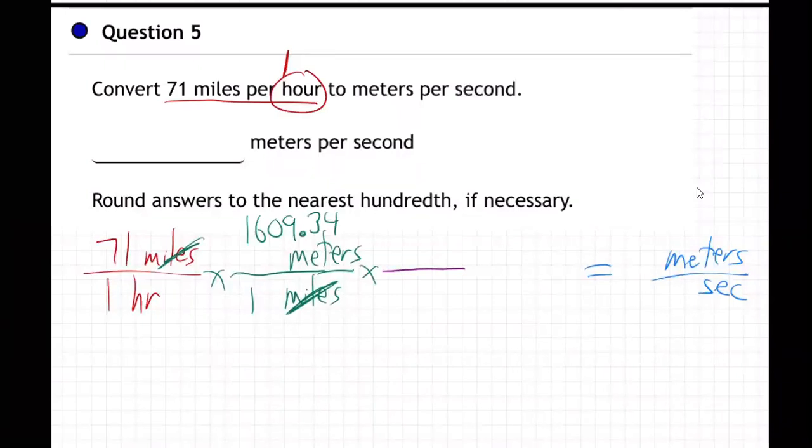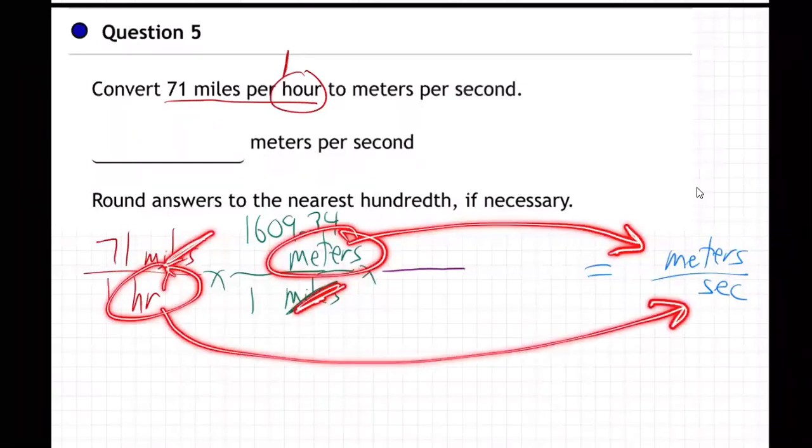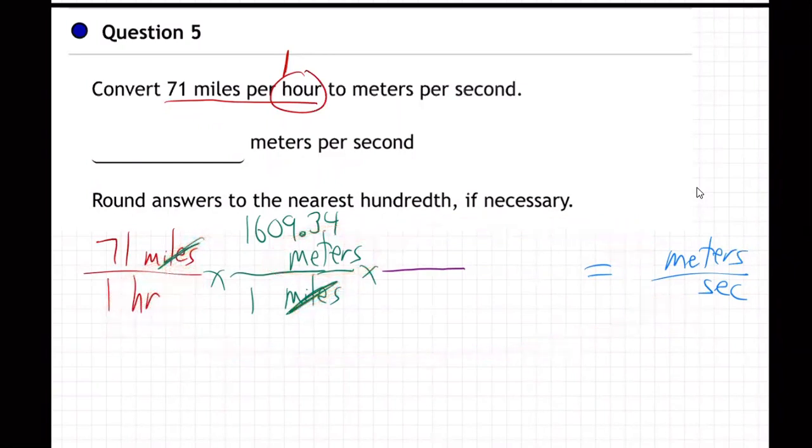Okay, so let's take stock of where we're at. Miles are gone. What are we left with? Meters on the top, which is great. That's what we want. We're happy about that. Hours on the bottom, though, and that we're not happy about. We don't want hours on the bottom. We want seconds. So I need to get rid of these hours. If hours are on the bottom and I need to cross cancel them, then you put hours on the top and these cross cancel, don't they?